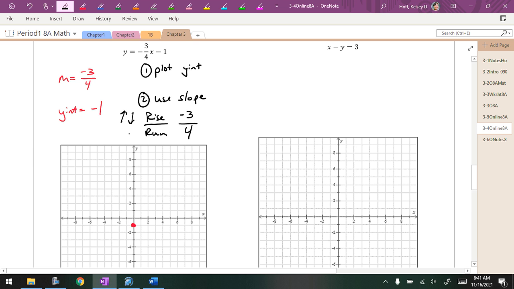Rise can go up or down. Run can go left or right. Why down, Jack? Bingo. It's a negative. So we're going down 3. Now, 4 is positive. And Miss Hoff says that because we put the negative with the 3. So on your run, you either go left or right. If you have a +4, which direction do you go? Right 4.